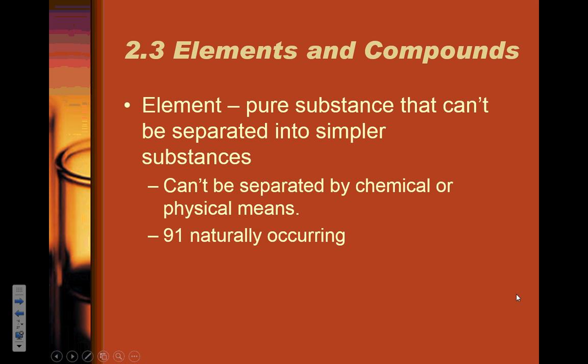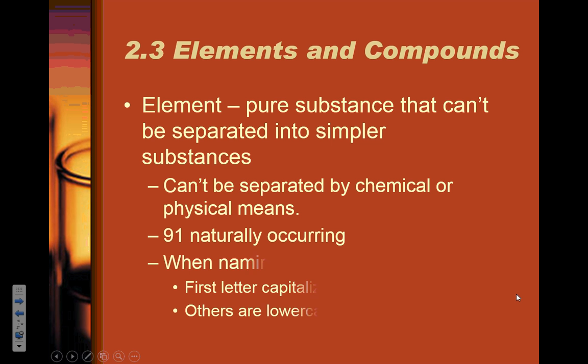Now, on the periodic table, we've got more than 90 elements. Well, 91 of them are naturally occurring, that we can find in the world around us. The rest of them on the periodic table are synthetic, man-made elements. Typically, those are going to be very unstable substances, so they're radioactive, and over time they decompose and break apart into other things. But we really only have 91 naturally occurring elements, and then a number of elements that have been synthetically made by man.